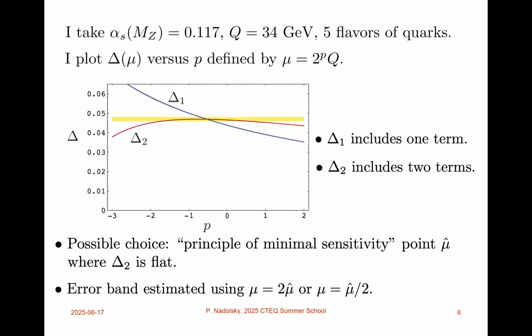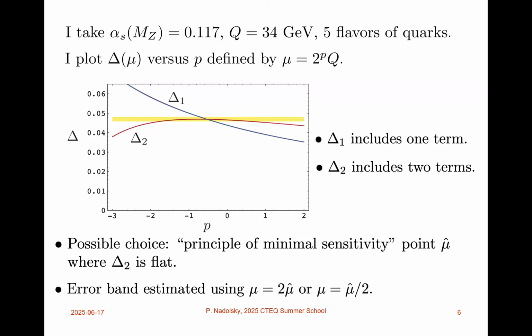Now, if we take 5 flavors of quarks, here I plot delta versus mu, which is Q times 2 to the power p, and I plot p on the horizontal axis. Delta 1 includes only one order of alpha S, delta 2 includes two. Then we can apply the variation of the scale by a factor of 2. But before we do that, we need to select the central scale. And we can apply the principle of minimal sensitivity. We look for the place where the derivative with respect to mu, in this case with respect to p, vanishes. So this will be our point right here.